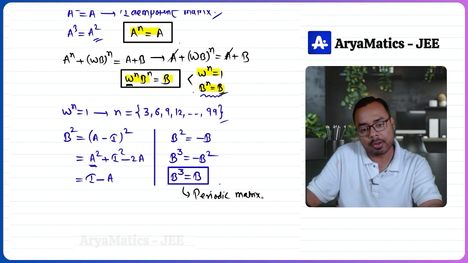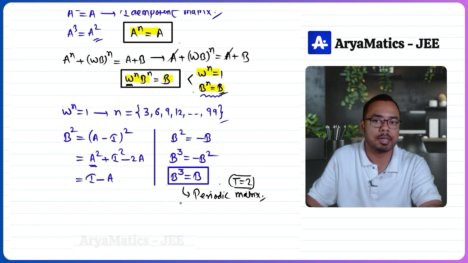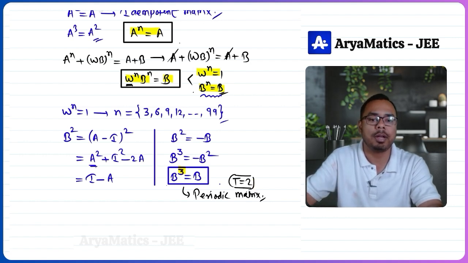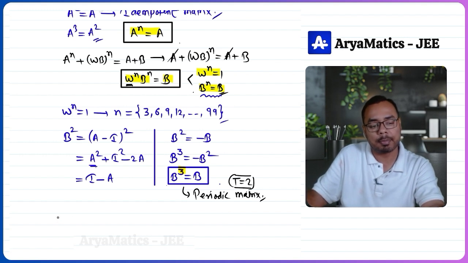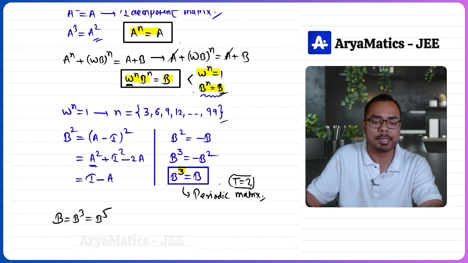And what is the period of this matrix? The period will be nothing but 2, right? For a periodic matrix, the definition is A raised to n plus 1 is matrix A, then n is the period. So here this 3 you can write as 2 plus 1. That means we have a periodic matrix with period 2. And that will imply that matrix B is the same as B cube, which is the same as B raised to 5, right? Just keep on adding 2 and you will get the same matrix.